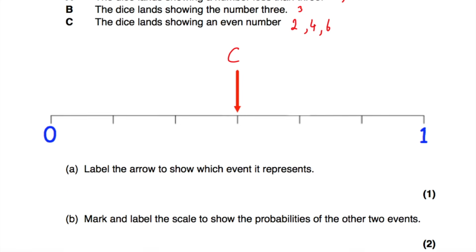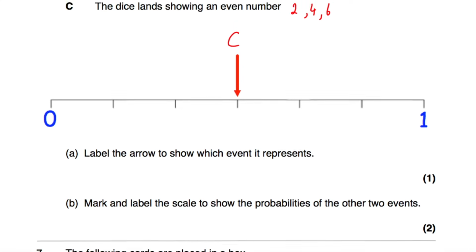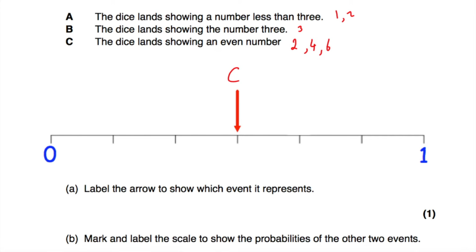Okay, and then part B. Part B says mark and label the scale to show the probabilities of the other 2 events. So we need to show A and we need to show B on the probability scale. So in terms of A, the dice lands showing a number less than 3. Well, there's 2 numbers less than 3 on a dice, a 1 and a 2. So that's 2 out of the possible 6. So we're going to put an arrow here to 2/6. So that would be event A.